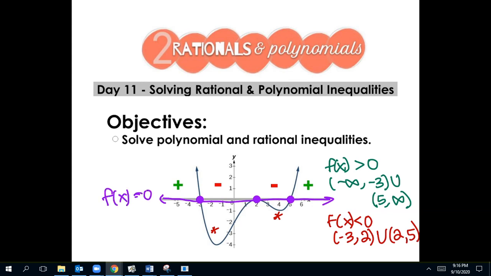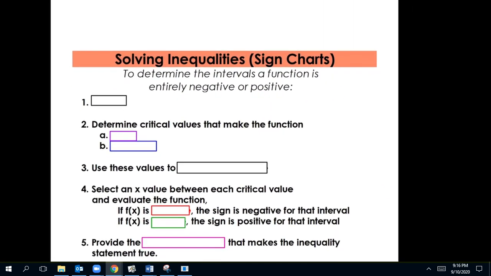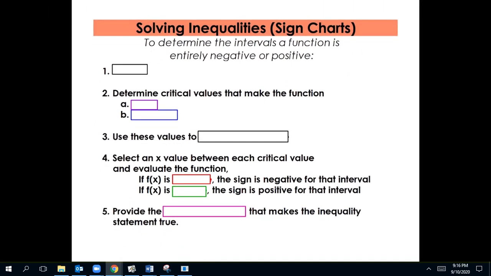So that's going to be important to us as we go through. Every f of x equaling 0 is like our critical values for figuring this stuff out. So we have some steps that we're just going to go ahead and write down, and then we'll practice those steps as we go through. So first, our first step will always be to do what we've been doing this whole unit, which is to factor. So we want to factor first.